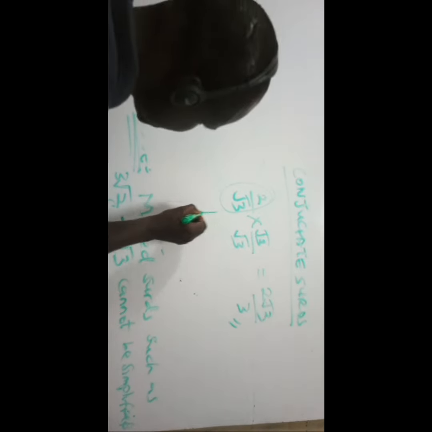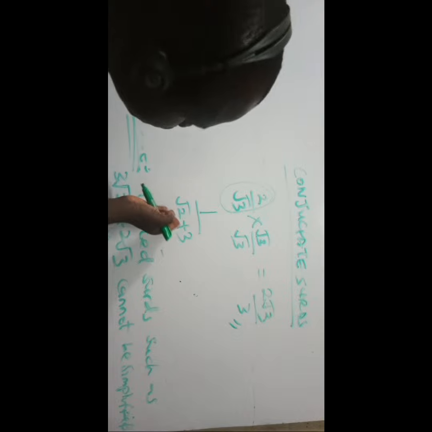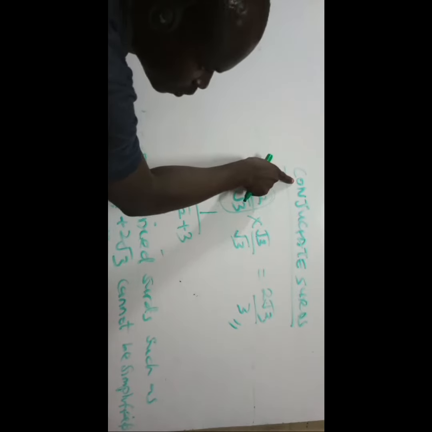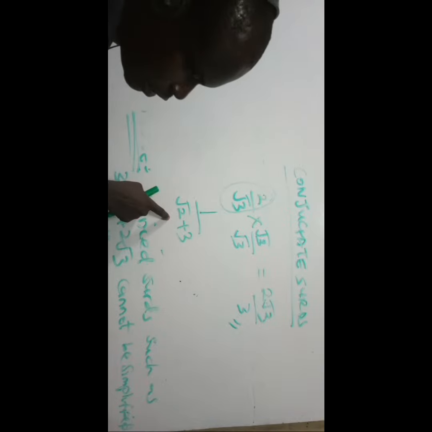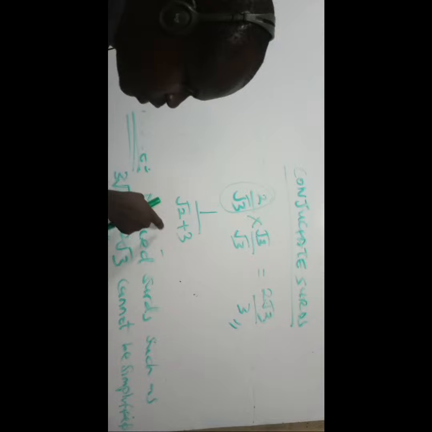For instance, if you have something like 1 all over square root of 2 plus 3, how do you simplify this? Then the concept of conjugate surd comes in, because if you want to rationalize this, what we normally do is use the conjugate of this surd to multiply both the numerator and the denominator. So let me go back to conjugate surd.